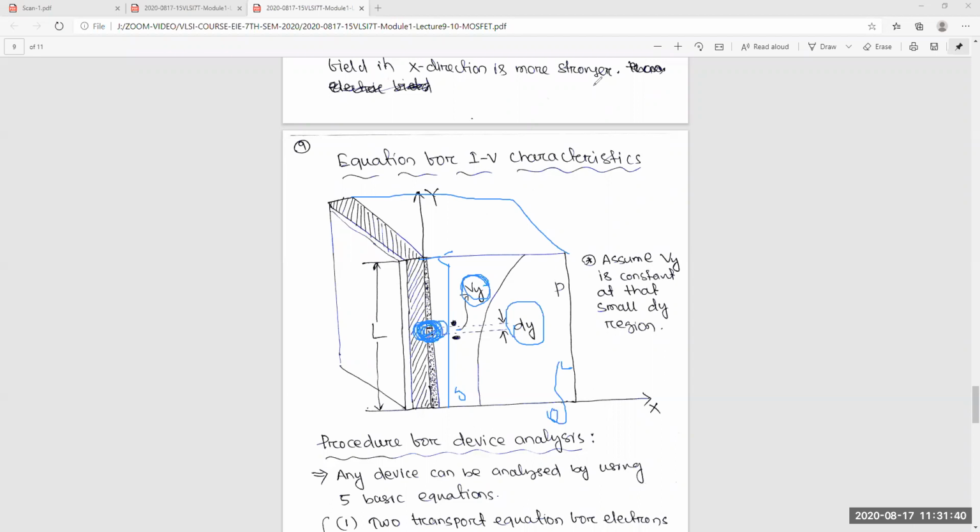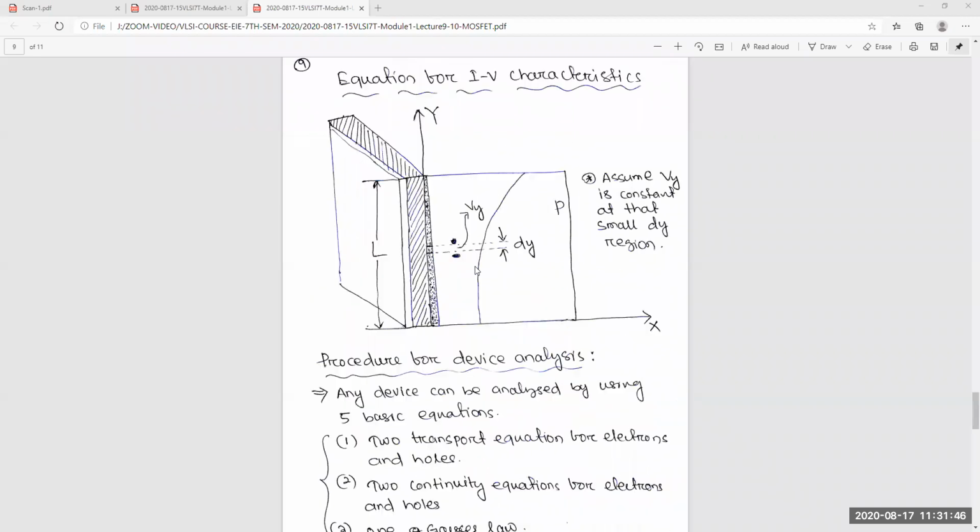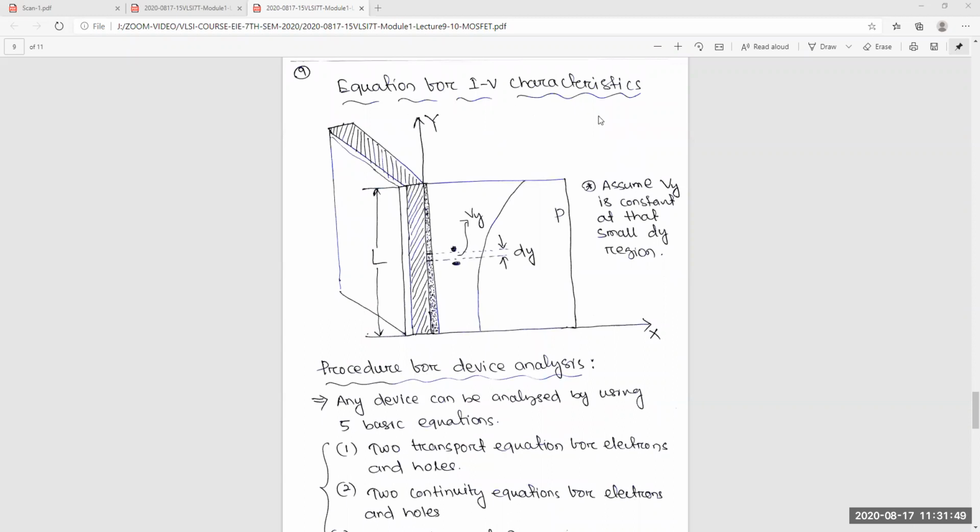Okay. So here, to derive those equations, you need to understand again the 5 basic equations. You need to understand those 5 for any device analysis. For any device analysis, you always need to apply 5 basic equations. What are those 5 basic equations? Since I think you have studied them in the PN junction or BJT, you have studied those 5 equations.